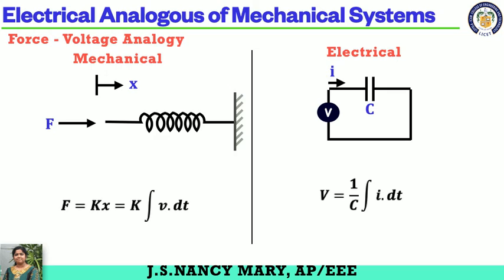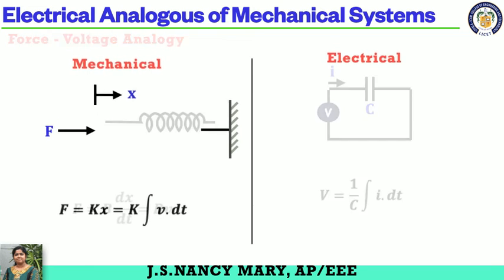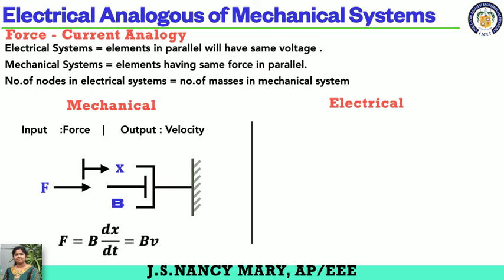So this is your force voltage analogous circuits. Okay. Now we will move on to the next one, that is force current analogy. So in the force current, we have to connect all the elements in parallel, and also here, if the input is force and the output is velocity, the input will be current and the output will be voltage.